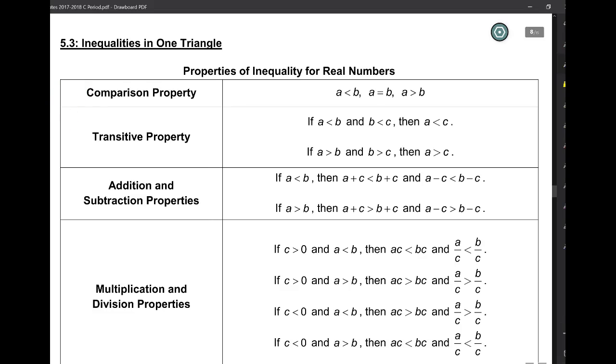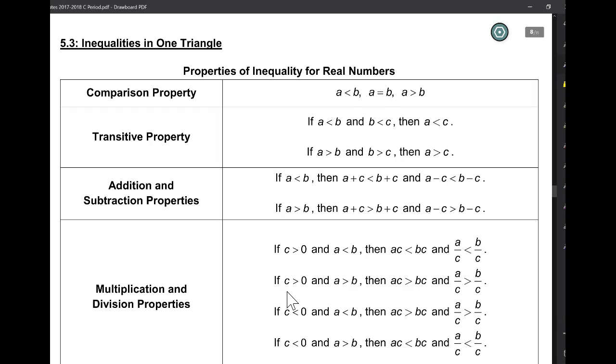We're going to look at inequalities in one triangle. So basically what we've done so far is compare two triangles to each other. We want to prove them congruent. Now we're just looking at inside of one triangle. Now this is a lot of inequality information. I'm just going to sum it up because you did this all in algebra.